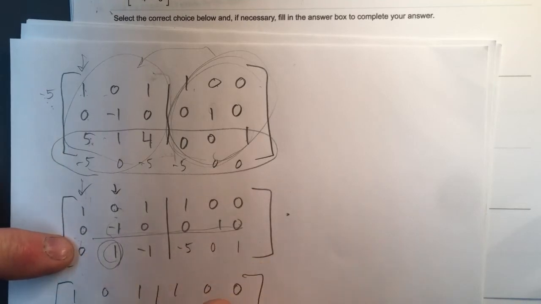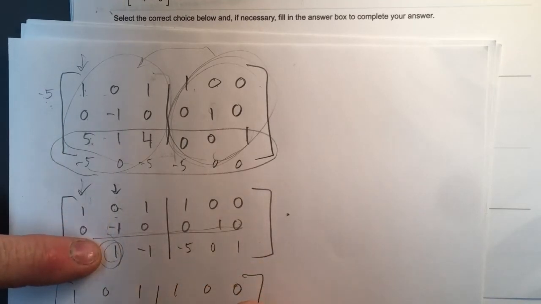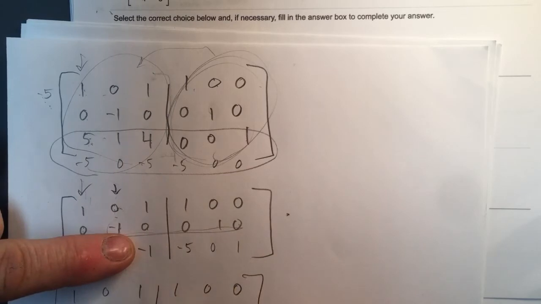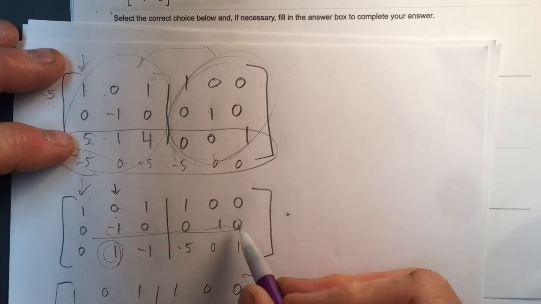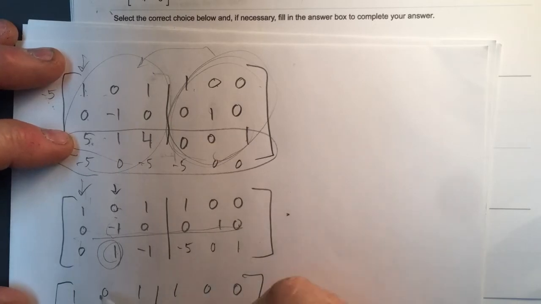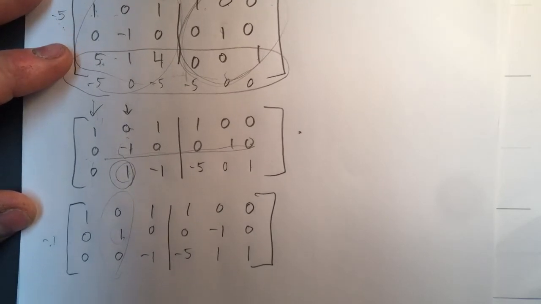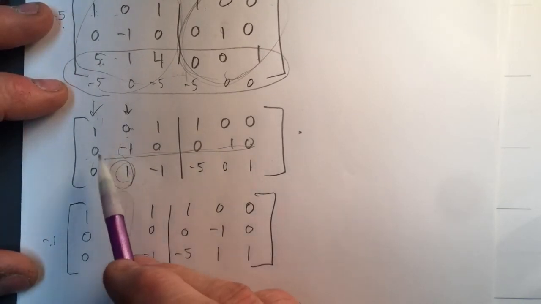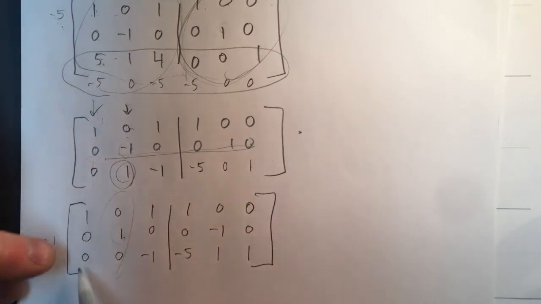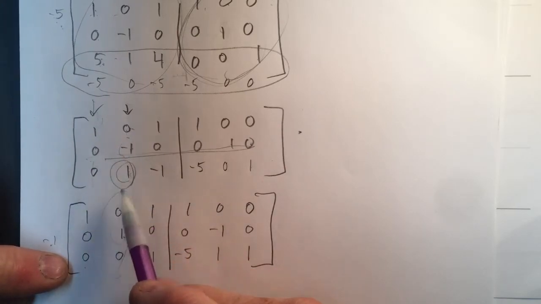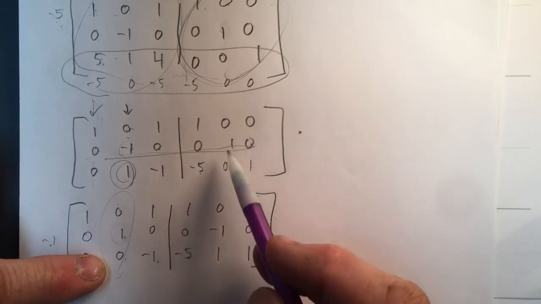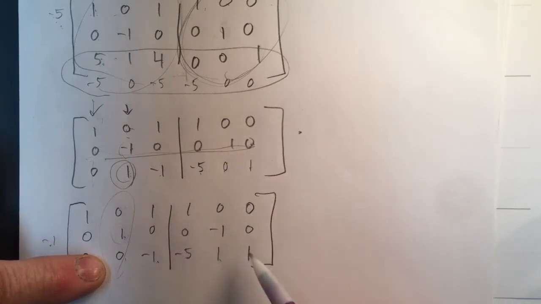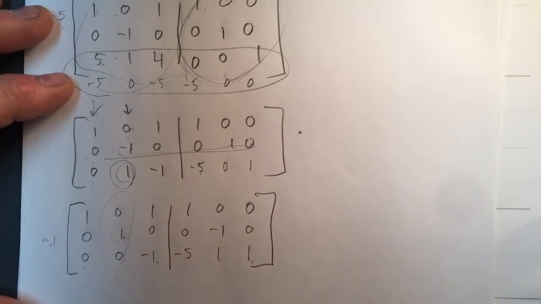So 0 plus 0 is 0. -1 plus 1 is 0. 0 plus -1 is -1. 0 plus -5 is -5. 1 plus 0 is 1. 0 plus 1 is 1. And there you go. Oops, I'm sorry. I just added these two together. 0 plus 0 is 0. -1 plus 1 is 0. 0 plus -1 is -1. 0 plus -5 is -5. 1 plus 0 is 1. 0 plus 1 is 1. And my column's perfect now.